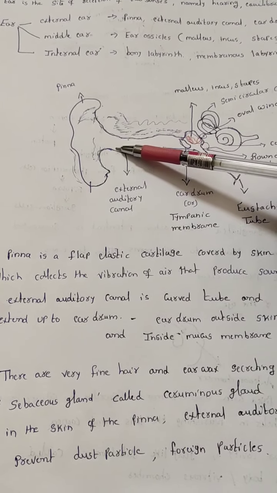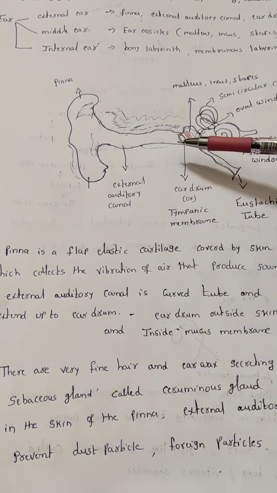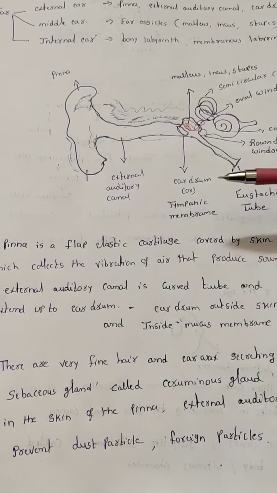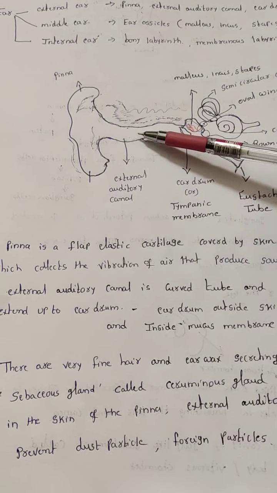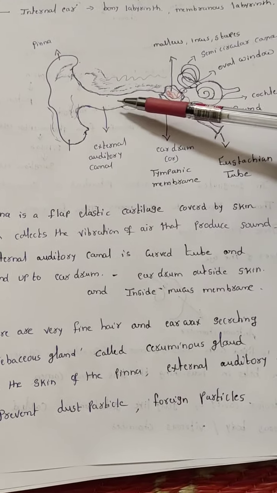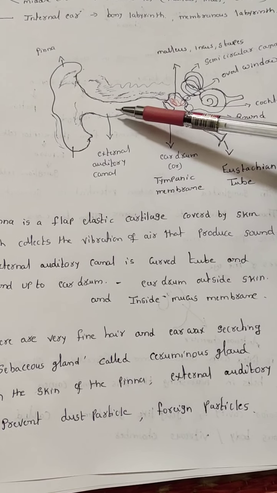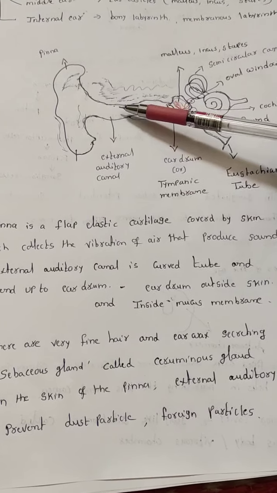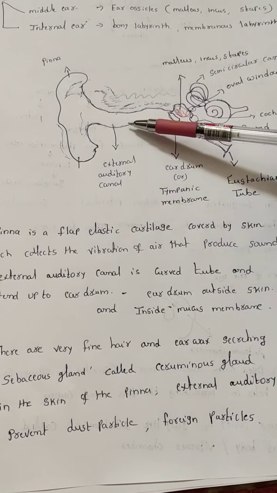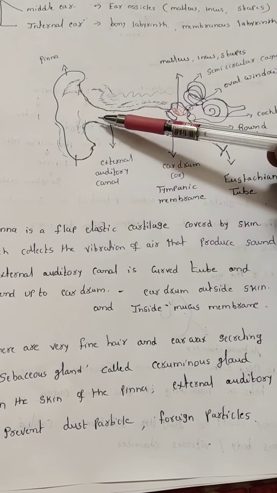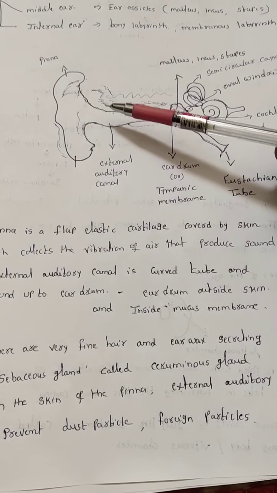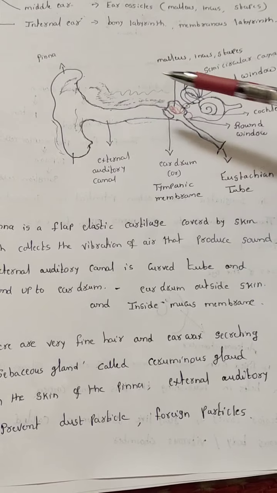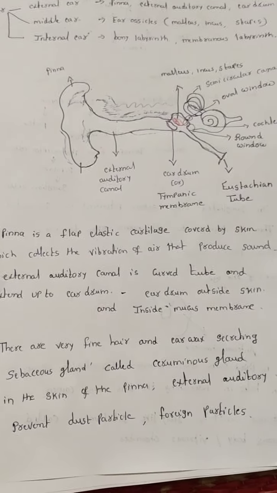See, this external auditory canal extends up to the eardrum. Here there are small hair-like structures, and also specialized glands. They secrete earwax, which comes from sebaceous glands. That sebaceous gland is called the ceruminous gland. This earwax and hair prevent dust particles and foreign particles from entering the middle ear.